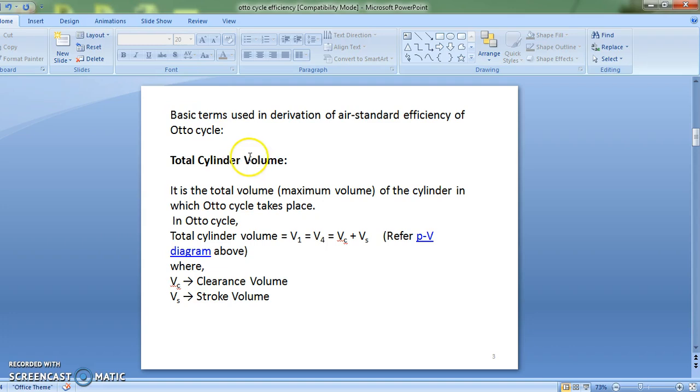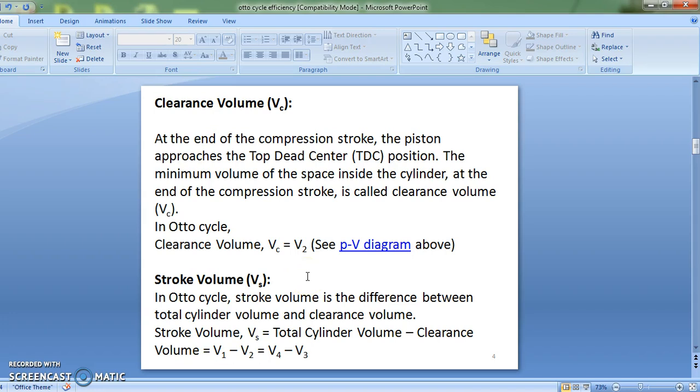First, total cylinder volume. It is the total or maximum volume of the cylinder in which the Otto cycle takes place. In the Otto cycle, total cylinder volume is equal to V1 equals V4 equals Vc plus Vs. Refer to the PV diagram above, where Vc is clearance volume and Vs is stroke volume.